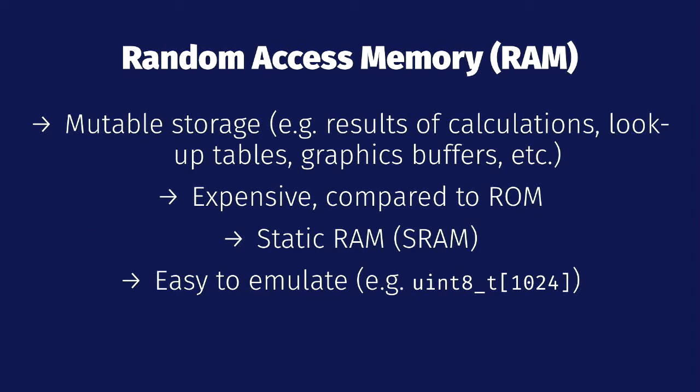RAM is used for reading and writing by the CPU. It's typically used for storing the results of calculations, lookup tables, graphics buffers, etc. And as I mentioned, it was relatively more expensive than ROM at the time, which is why we see such low RAM capacities in the original hardware designs.